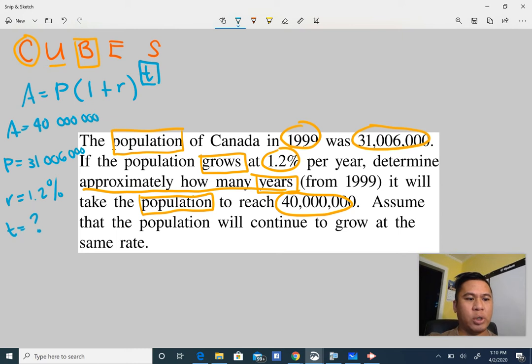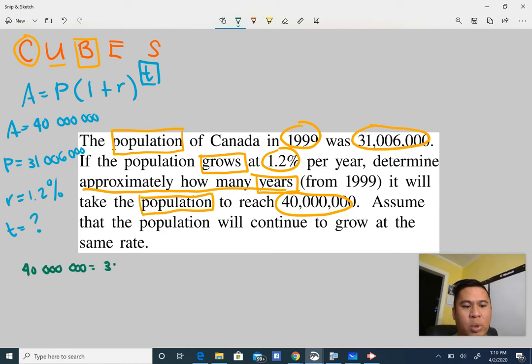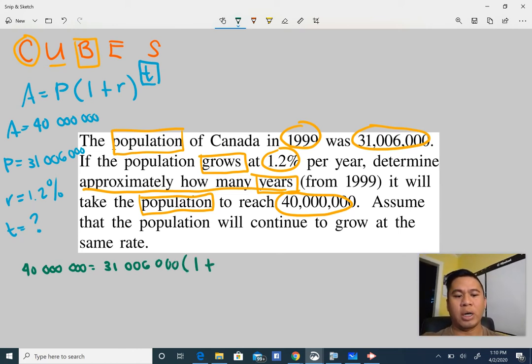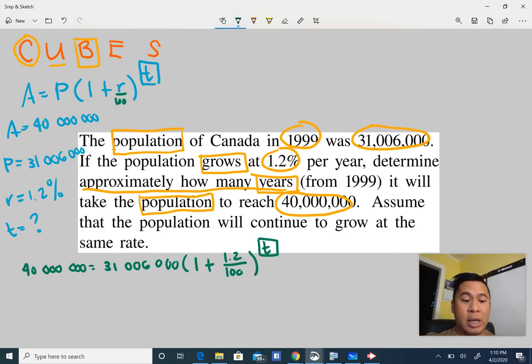So in this case, we're going to plug in all of the values as follows. That'll be 40 million is equal to 31,006,000, parenthesis 1 plus 1.2%, so that's 1.2 over 100. Sorry, I forgot the over 100 on the R. Raised to the T power, and again, we're solving for T. So what we're going to do first is to divide everything by 31,006,000.